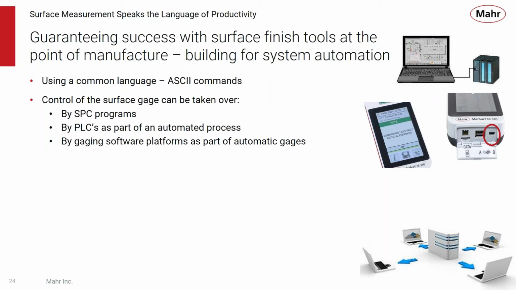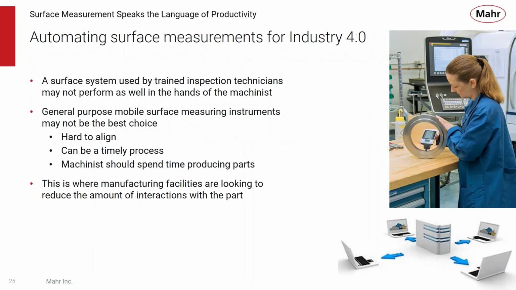And all these controlling functions are simply ASCII control commands, and the whole measuring process can be taken over and controlled by SPC programs, by a PLC as part of an automated process, or by gaging software platforms as part of automatic gauges. So the surface finish equipment becomes part of a total automated measuring system. Now, how else can we help automate the process?